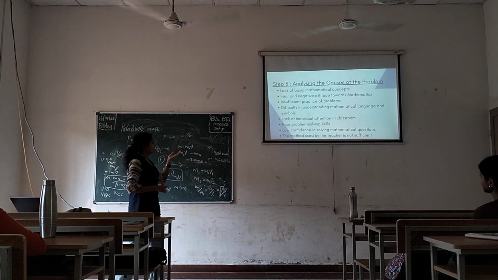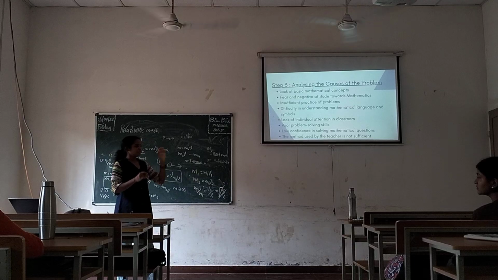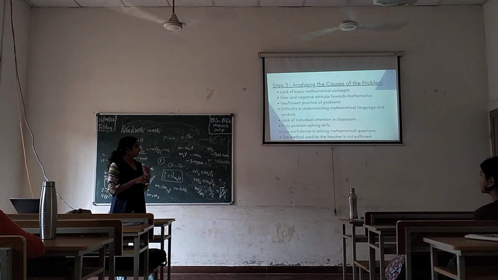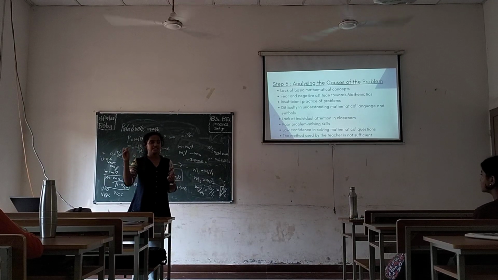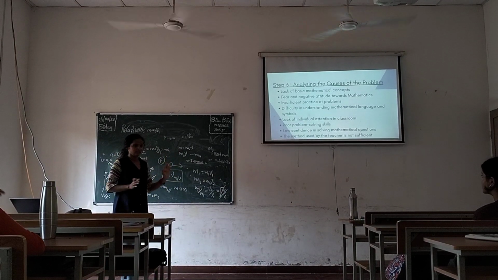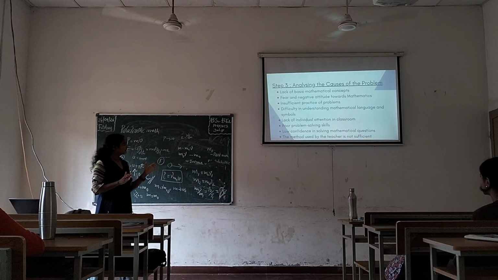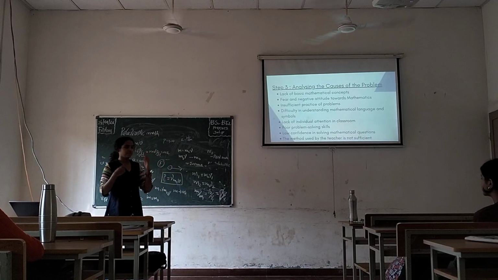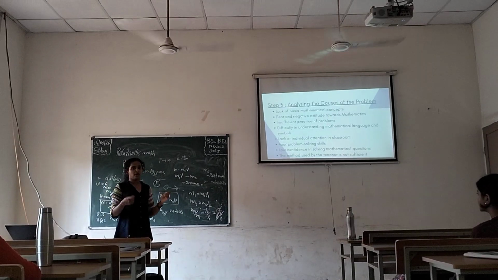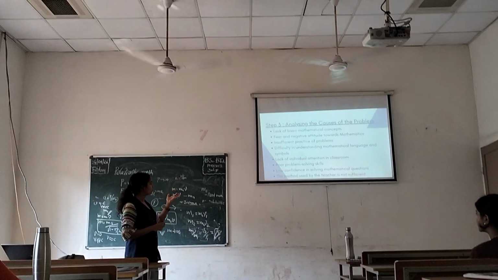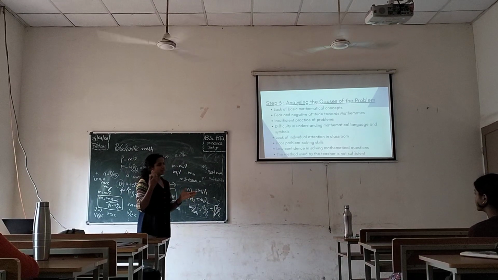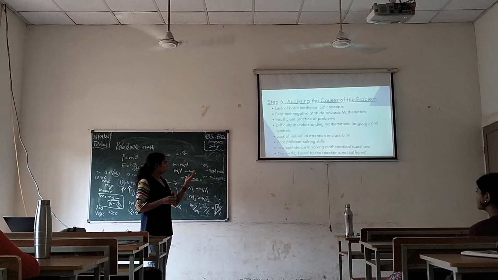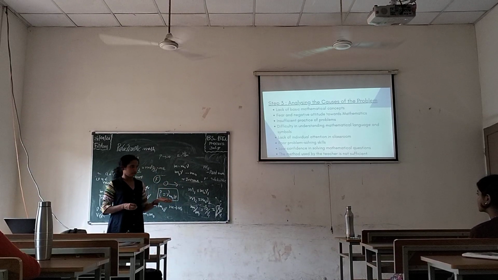Then lack of individual attention in the classroom. In our pinpointing chapter itself, we said that there are 40 students. So the teacher may not be able to check each and every student. So lack of individual attention in the classroom can also be a problem. Then poor problem-solving skills, as you said. Children might not have enough speed in problem solving. Then low confidence in solving mathematical questions. Even though the children know the concept, sometimes they feel very less confident in solving the problems.